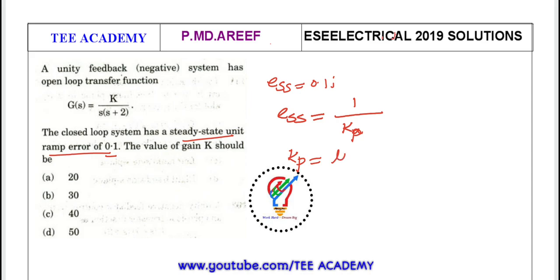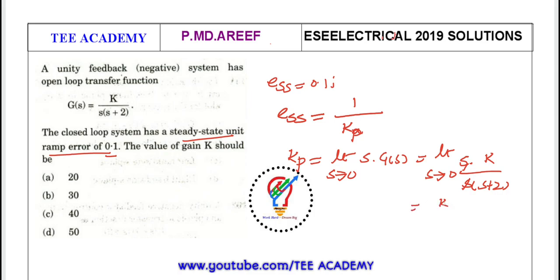So Kv is equal to limit s tends to 0 s into G of s, which is nothing but limit s tends to 0 s into k divided by s into s plus 2. S gets cancelled. When you substitute s is equal to 0, 1 by s plus 2, s is 0 means k divided by 0 plus 2, means k by 2. So that's what we got here.